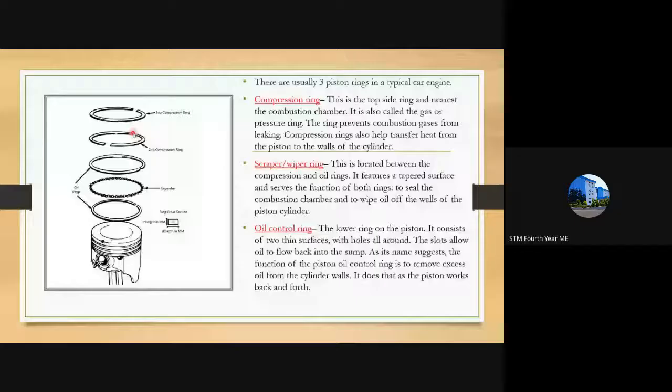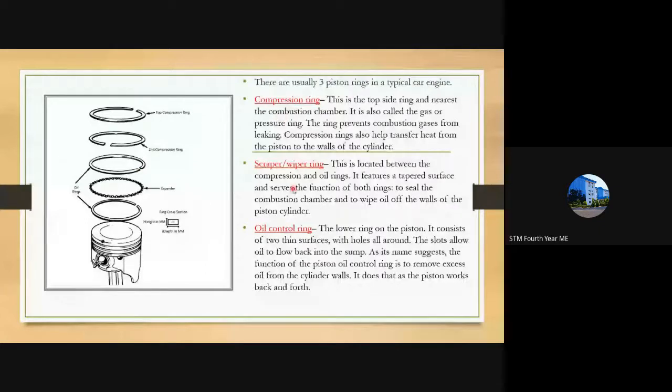Also, the compression ring acts as a heat transfer medium. Heat will be transferred from the piston to the walls of the cylinder. The heat generated in the cylinder is transferred to the walls of the cylinder. So it will also act as a heat transfer medium.